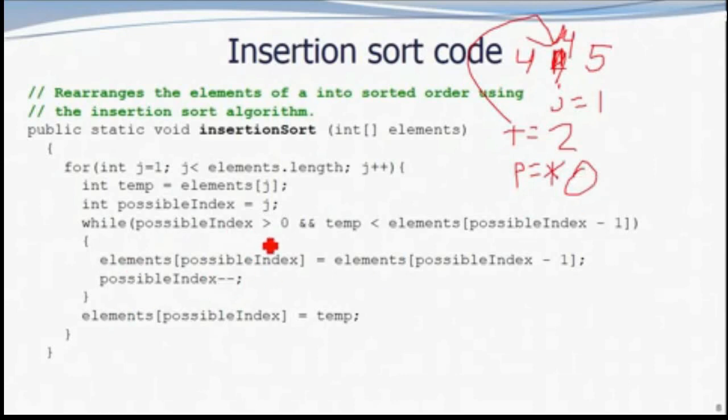We go up. Possible index is no longer greater than 0. So the element at possible index, which is 0, now equals temp, which equals 2. Changing this 4 into a 2. We have now sorted the first two numbers in our array. 2, 4. And then the next one will be 5.